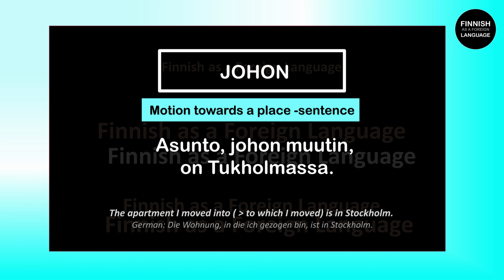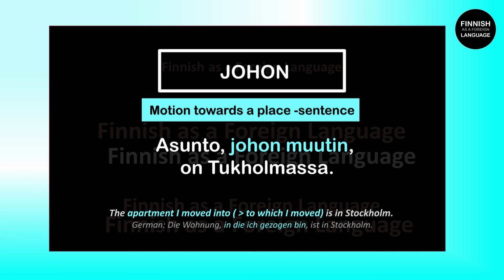Asunto, johon muutin, on Tukholmassa. In English, the apartment I moved to, or to which I moved, is in Stockholm. Let's go step by step. Asunto means apartment, johon muutin means to which I moved, and on Tukholmassa means is in Stockholm. So here, johon refers to the apartment.